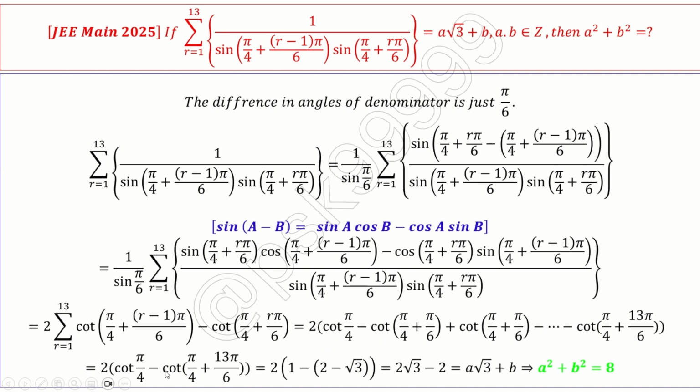Which is 2 times cot of pi by 4 minus cot of (pi by 4 plus 13 pi by 6). 13 pi by 6 you can write as 2 pi plus pi by 6, so you will basically get cot of (pi by 4 plus pi by 6). You can expand and find the value, which is nothing but 2 − root 3. And cot pi by 4 is 1. If you substitute these values, you will get the form 2 root 3 − 2, which is in the form of a root 3 plus b. So a is 2, b is −2. So a² + b² equal to 8. This is the answer.